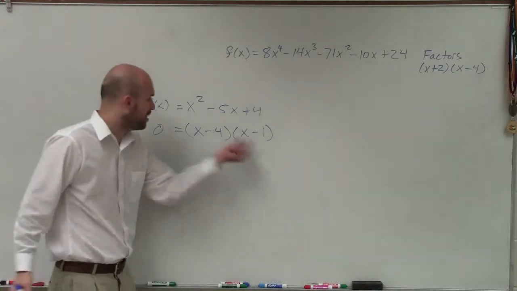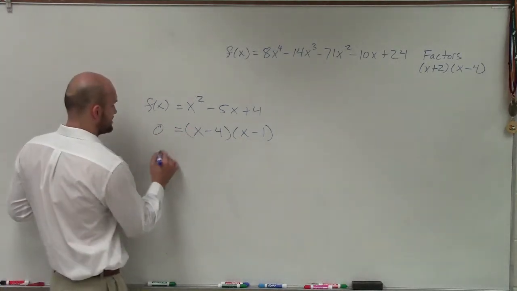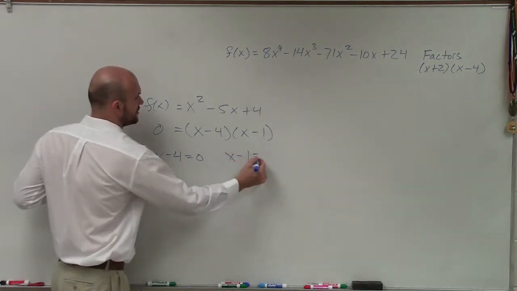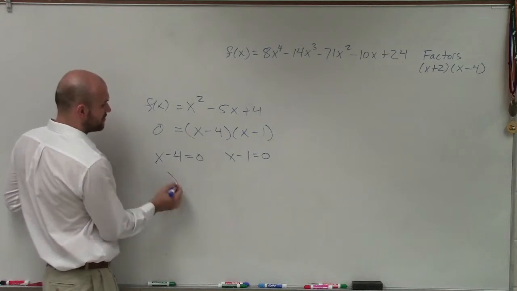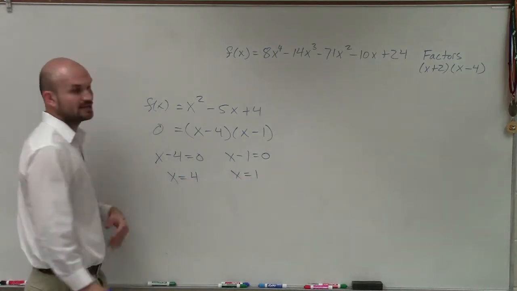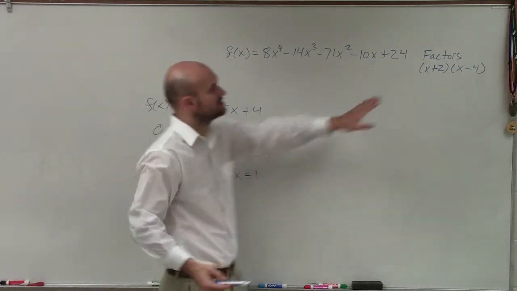Because my factors multiply to give me 0, therefore my zeros, which are my solutions to this, I set equal to 0. So I take each factor and I set them equal to 0, because I use that by the zero product property. Therefore, I can say my zeros are x equals 4 and x equals 1. Those are my zeros, and here are my factors, which you can see right here.